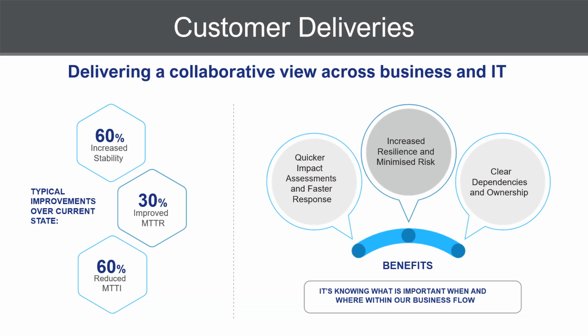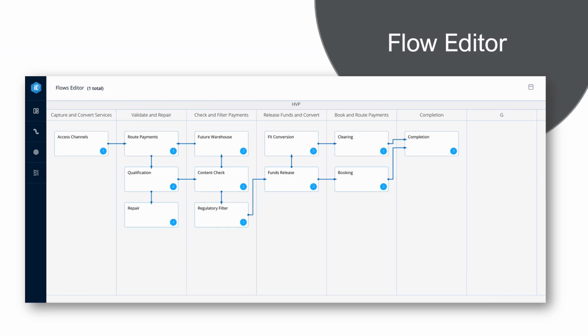With iControl, we typically see a 60% increase in stability, 30% improvement in the time required to resolve issues, and 60% improvement in the time required to identify these issues. You'll be able to more quickly assess the impact of IT and business problems. You'll have increased resilience and reduced risk. And one other area we haven't talked about yet is that you'll have a clear understanding of who owns the problem and who should fix it.